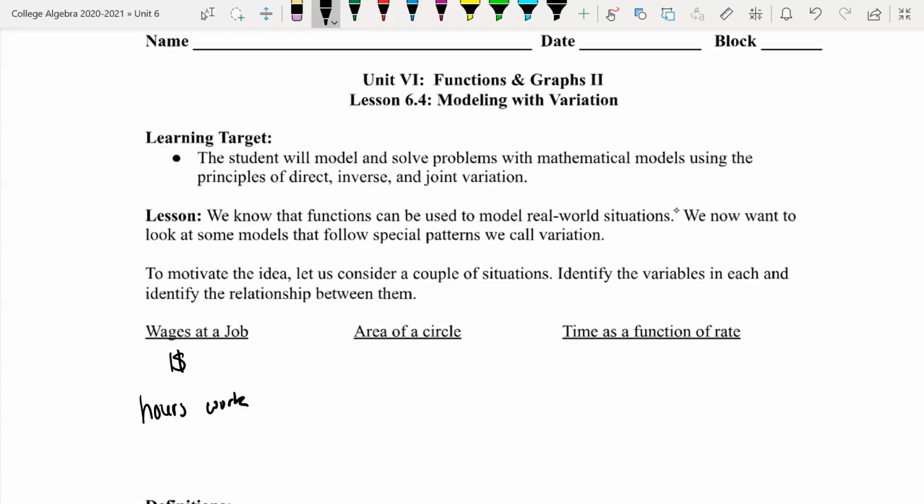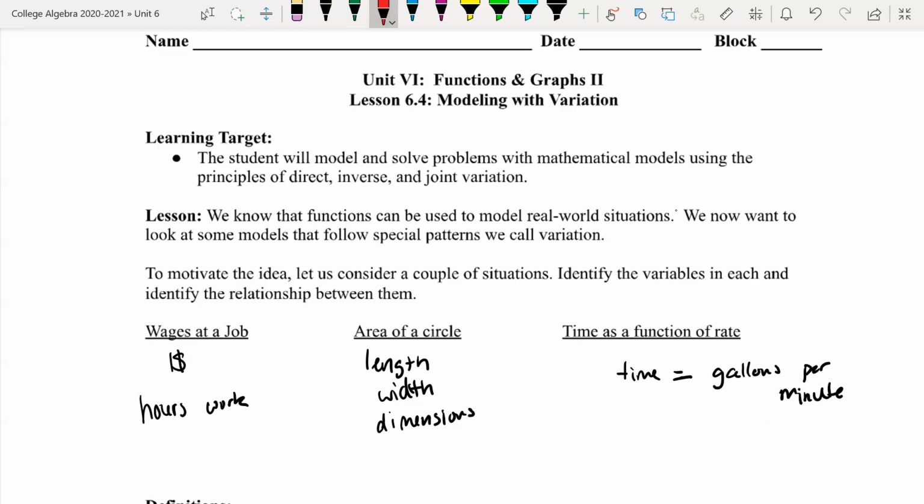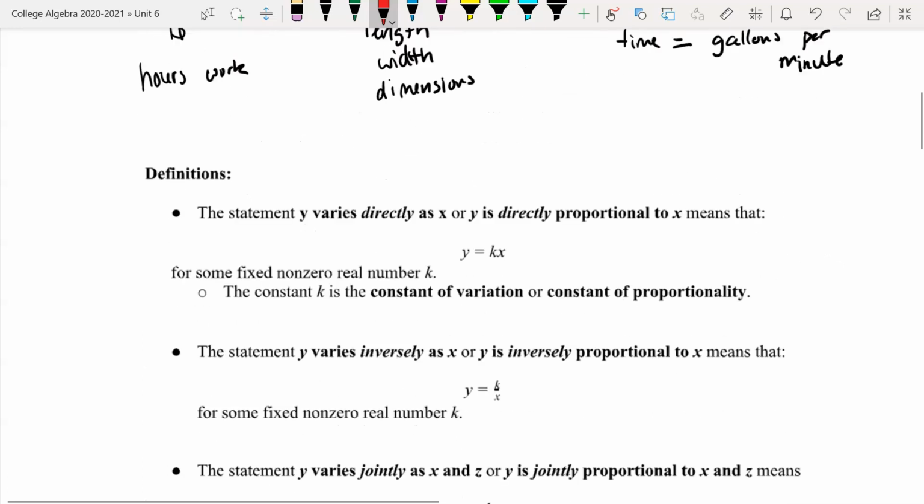Area is going to be length and width, the dimensions of it, really is what you're thinking about. That's the comparison of that. Time as a function of rate. So really it's time, and then it's gallons per minute or whatever it is. So these are just some examples to get your brain thinking about what we're doing. Don't think too much into that, guys. Instead, I really want you to focus on this.